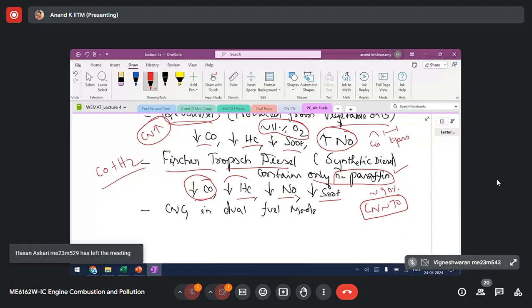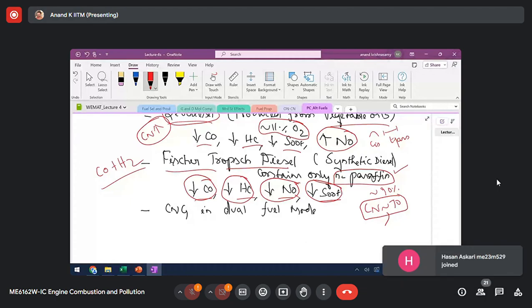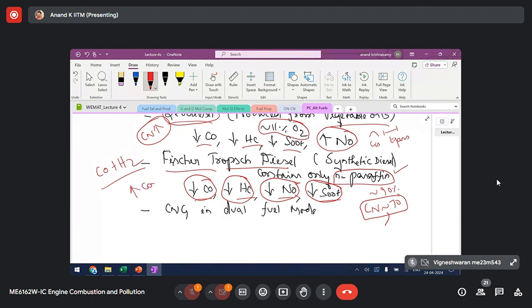Since this fuel does not have any aromatic, NO will come down. For the same reason, soot will come down. You know, aromatics produce soot precursors through pyrolysis process. Since this fuel does not have any aromatic, it brings down soot level. So this is a fuel that has a potential to reduce all the 4 primary pollutants from diesel engine. Only problem with this fuel is the cost of this fuel is high. That's why it is not commercially successful.